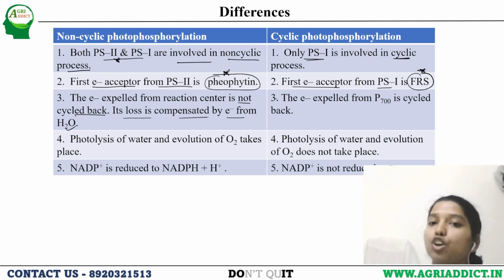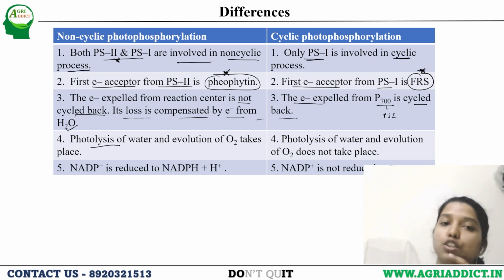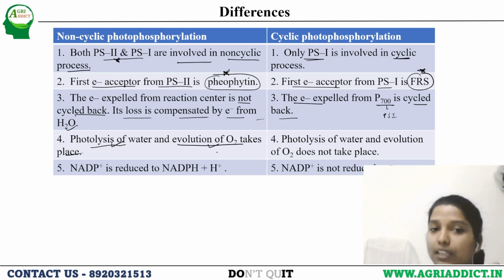Here, the electron expelled from P700, that is PS1, is cycled back. That electron is again getting supplied to PS1 to fulfill the configuration of magnesium. Okay. Photolysis of water and evolution of O2 takes place here. Because photolysis is taking place, O2 is getting evolved.